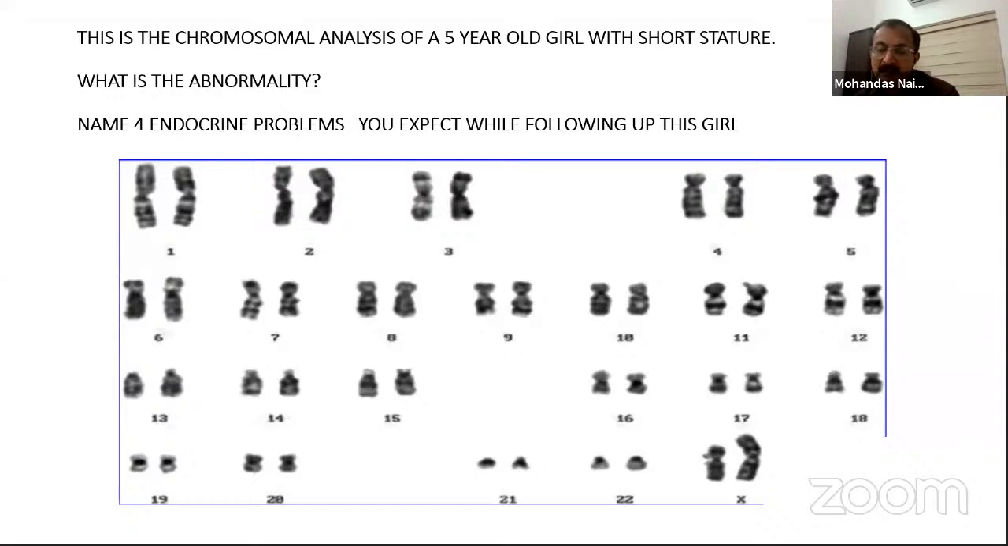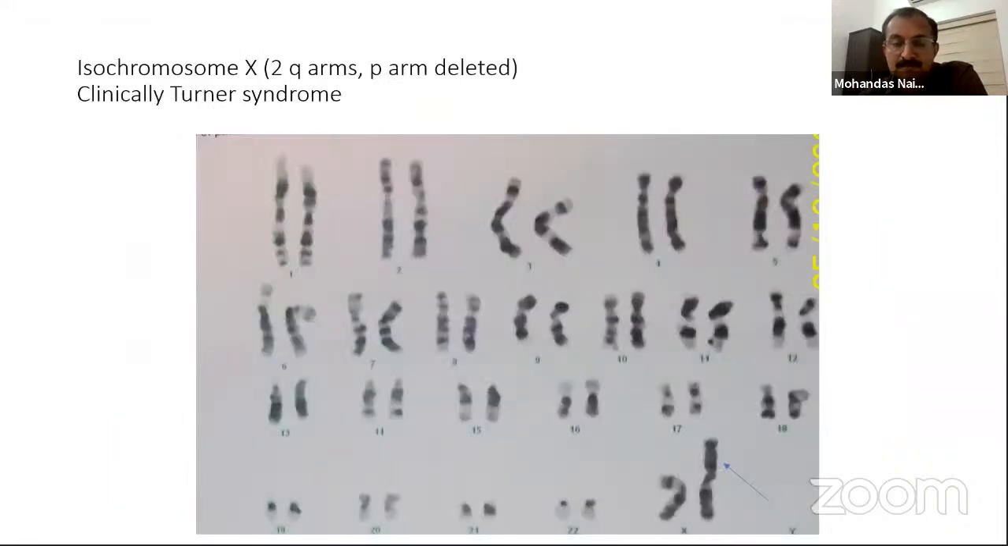And actually, if the individual has monosomy for XP, that individual will manifest with Turner syndrome. So absence of the P arm of one X chromosome is the deciding factor in Turner syndrome. So this individual has only 1 XP and 3 XQ. So actually this is Turner syndrome with the isochromosome X. And you can mention the endocrine problems you see in Turner syndrome. This is another picture of isochromosome X.